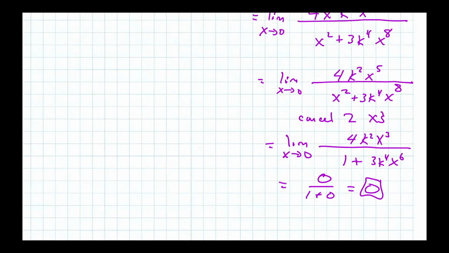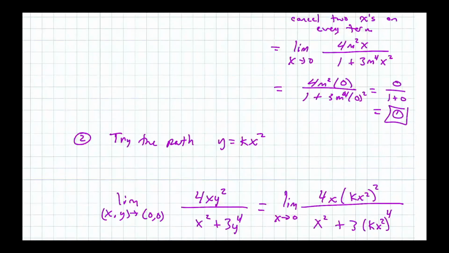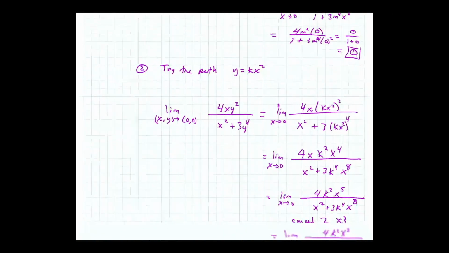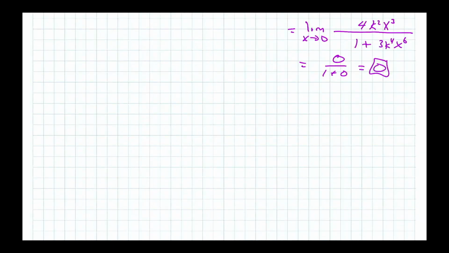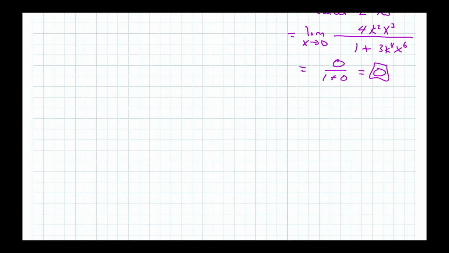So seemingly we haven't done anything, right? Because we got a zero and we got another zero. So we didn't do what we wanted to do. That doesn't mean you're done, right? Just because you did two paths and you got zero and zero, that just means you probably didn't do the right paths, because I told you that this limit does not exist. So try another path.